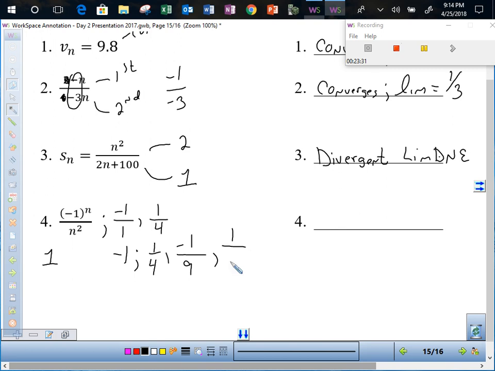4 squared is 16. Well, look at what these numbers are doing. Number 1, they are alternating, positive, negative. But look at what they're doing. I'm going from -1 to -1/9, and from 1/4 to 1/16. So I'm getting smaller and smaller and smaller. So this sequence is convergent, and my limit is approaching 0.